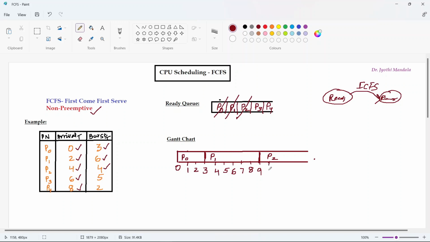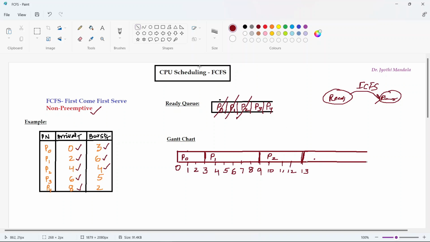So 9, 10, 11, 12, 13. So 1, 2, 3, 4. So P2 has completed its execution. Right, now I will just extend these lines and then this one.